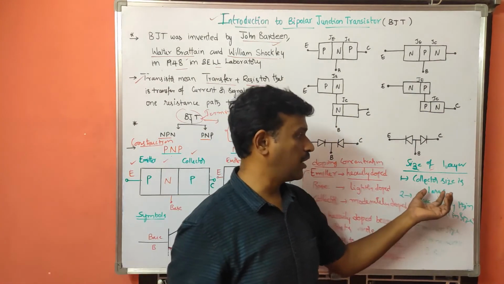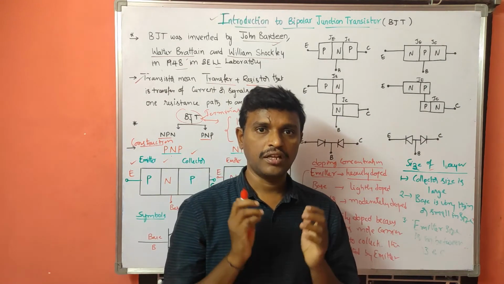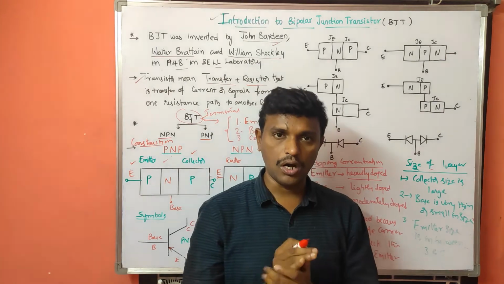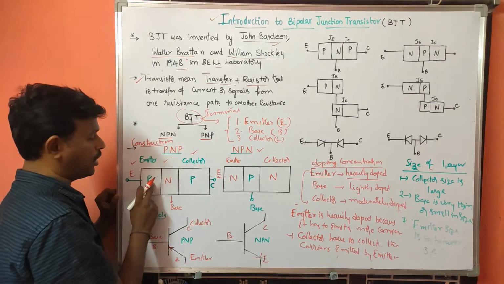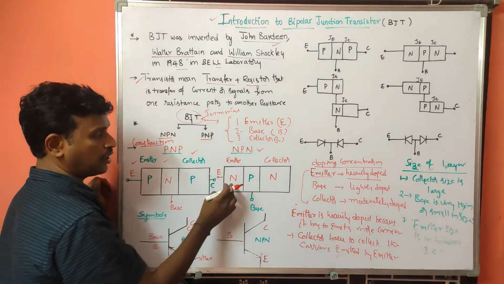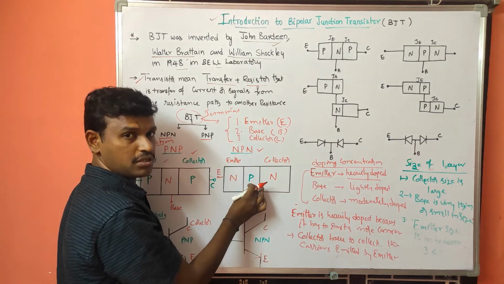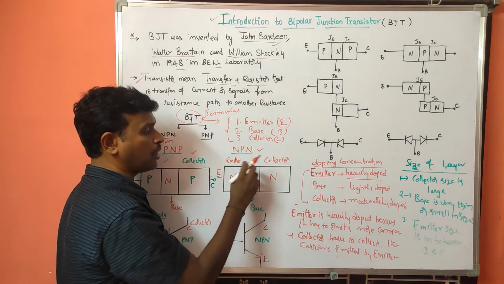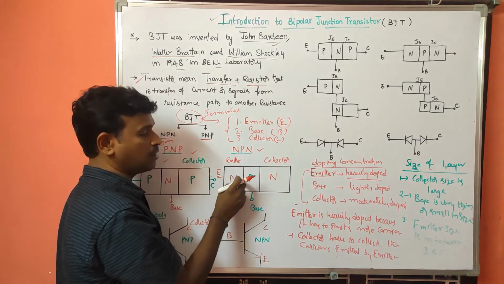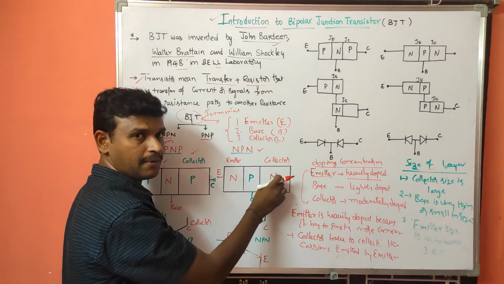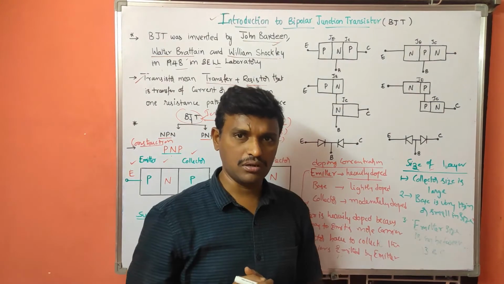The collector size is very high, because electrons or holes travel from the emitter to the collector. The electrons flow from the emitter to the collector through the base. More electrons, emitted by the emitter, pass through the base and are collected by the collector. Why do we consider a large size here?